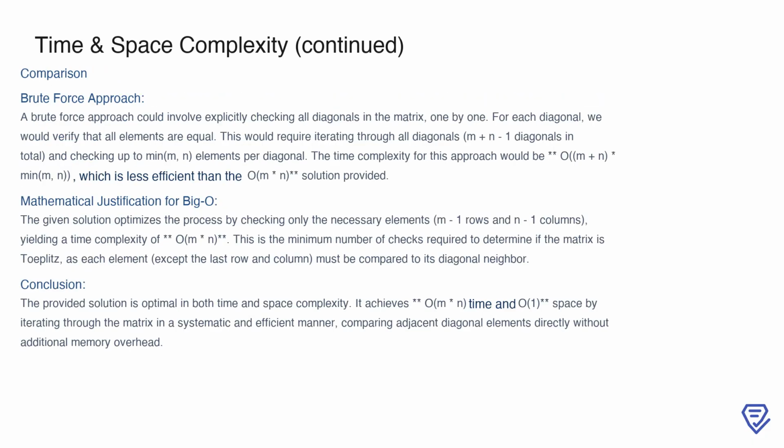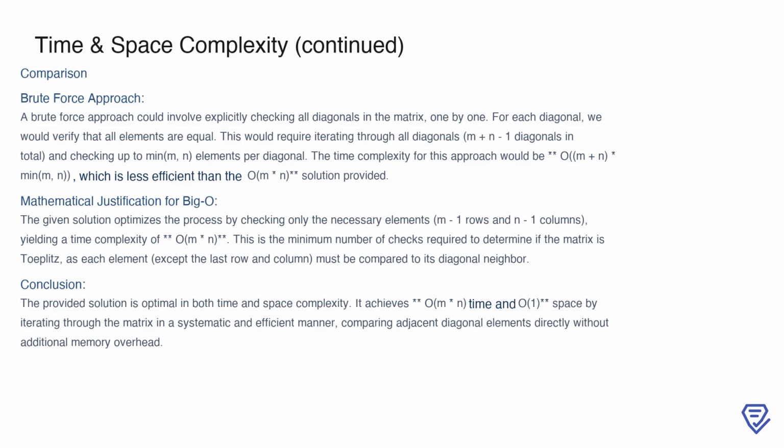When we compare this approach to a brute force solution, the efficiency becomes even more apparent. A brute force method would involve explicitly checking each diagonal of the matrix one by one. With a total of m+n-1 diagonals and up to n elements per diagonal, the time complexity of this approach would be O((m+n)*n), which is significantly less efficient than the O(m*n) complexity of our optimized solution.